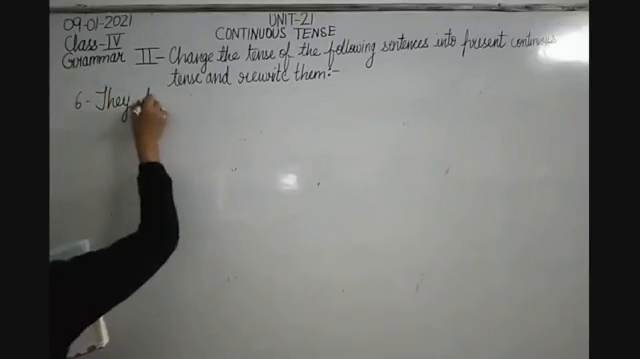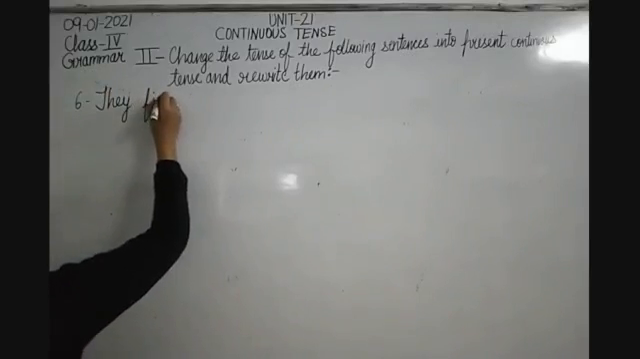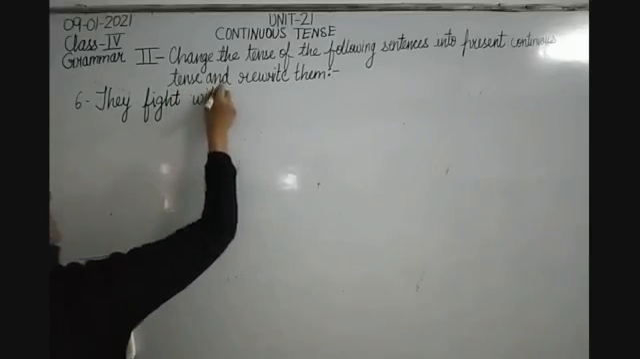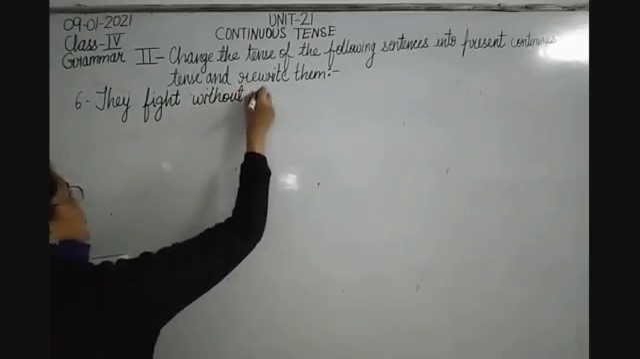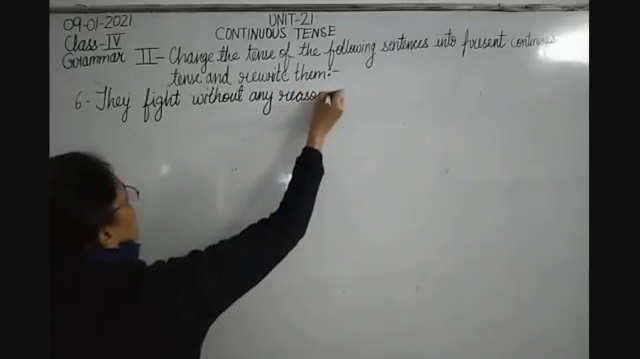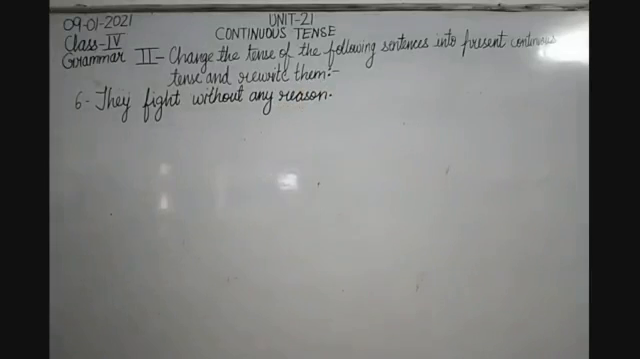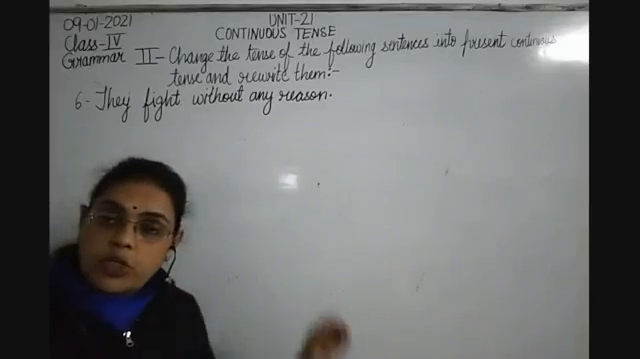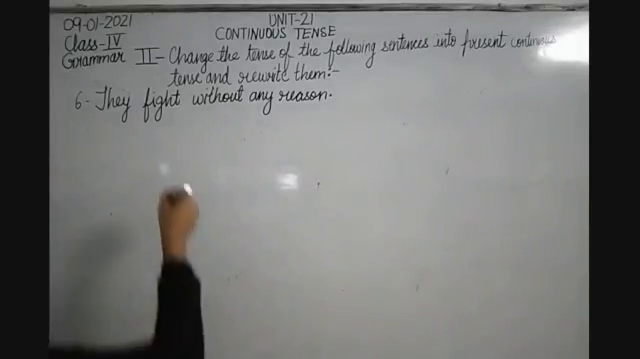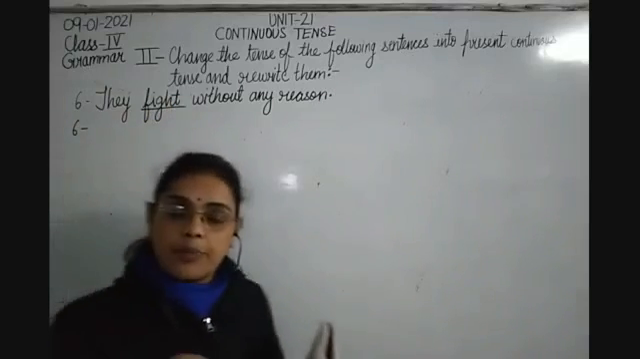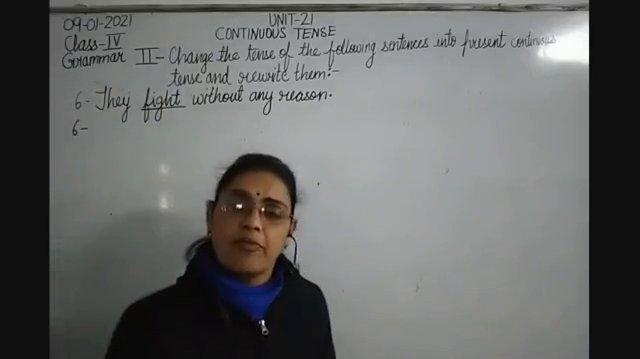They fight without any reason. Now, first of all, what are we supposed to do? We need to identify and underline the verb. What is the verb in this? Fight. If you add ing to fight, what will it be? The ing form of fight is fighting.